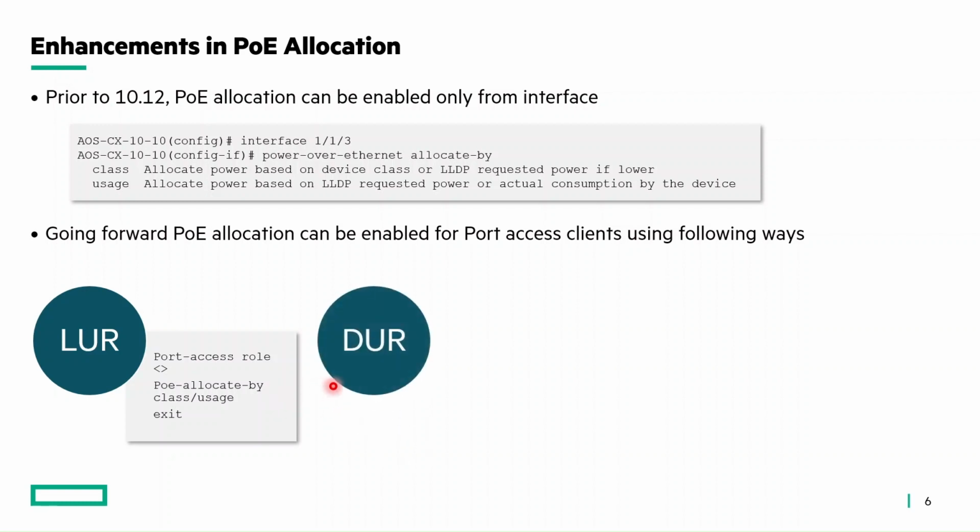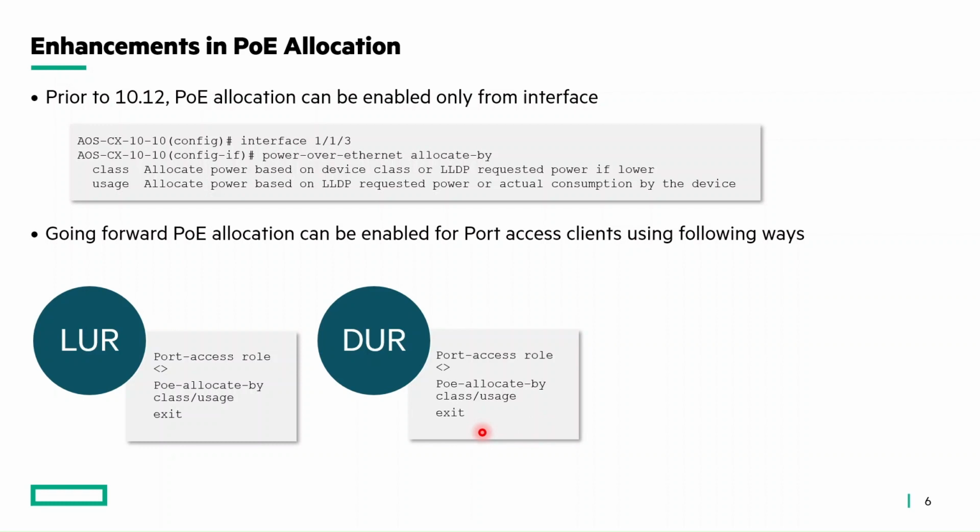Similar to LUR, we have this definition existing in the DUR as well, that is downloadable user role, where the role definition exists in the ClearPass Policy Manager. So this is the syntax of the role definition. We can have the port access role and then the role name, and then we can configure the PoE allocate by class or usage.